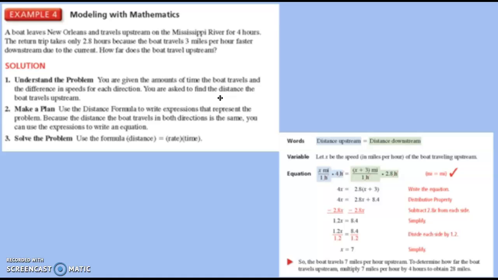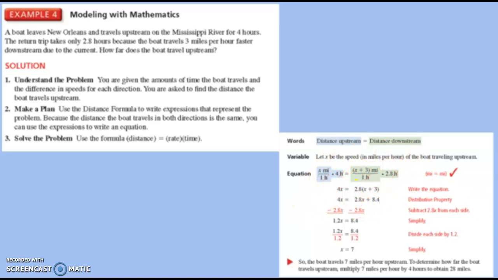The distance formula you can see right here is distance equals rate times time. They give it here in the example: distance upstream equals distance downstream. So you substitute those terms in to get this equation: x miles over 1 hour times 4 hours equals x plus 3 miles over 1 hour times 2.8 hours. And then you can see that the units cancel out. Make sure to write the units so you can better understand how you can cancel out everything.